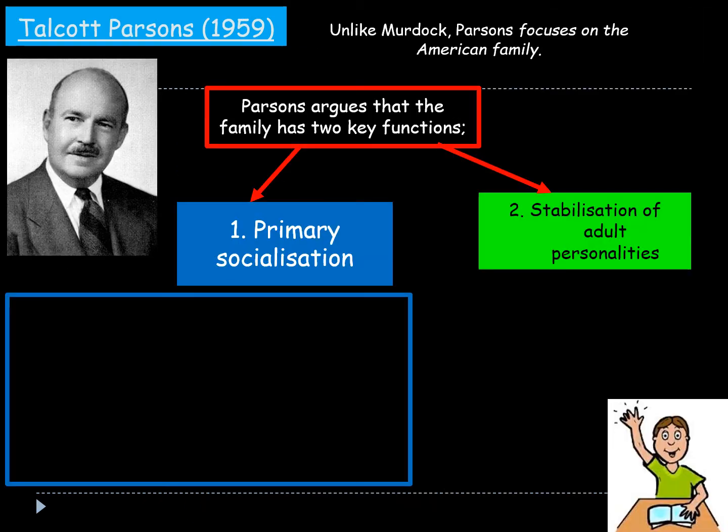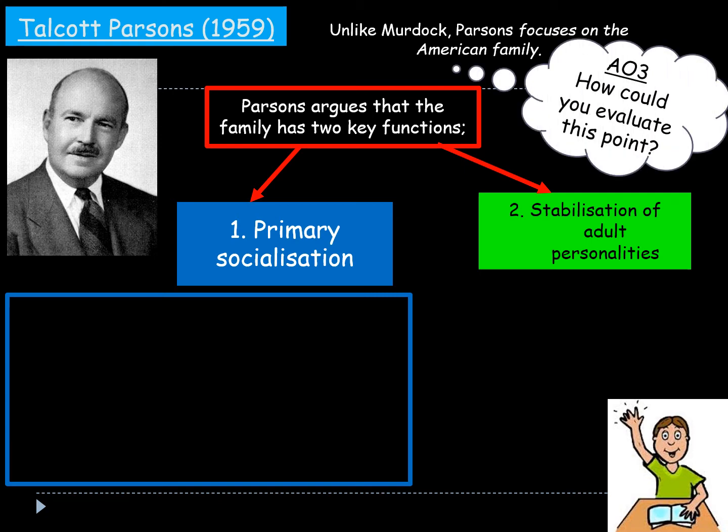Parsons is another functionalist sociologist who comments on the family, and he argues that the family has 2 key functions. He agrees with Murdock that it does that education function of primary socialization.